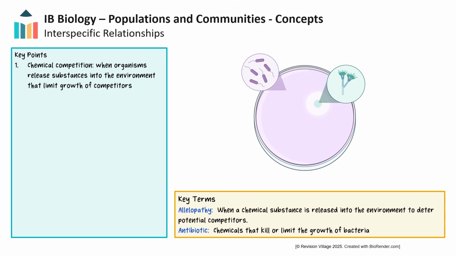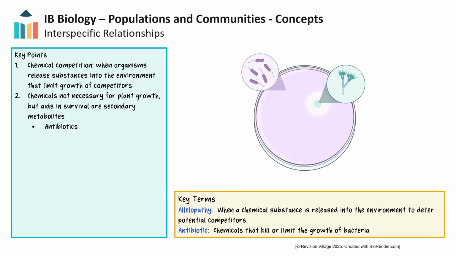Some organisms engage in chemical competition by releasing substances into the environment that inhibit the growth of competitors. Because these chemicals are not necessary for the growth of the plant, but can aid in the plant's growth and survival, these chemicals are called secondary metabolites. Two categories of secondary metabolites include antibiotics and allelopathic compounds.